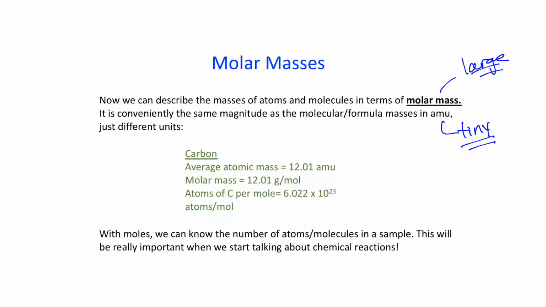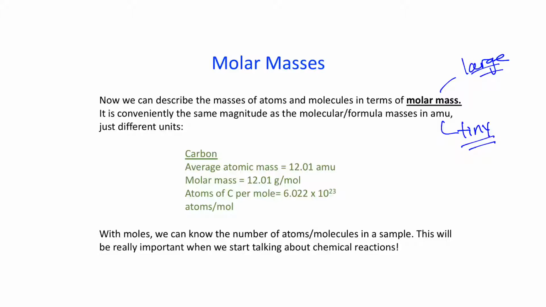If we take carbon as an example, if we want the mass of one atom of carbon, the average atomic mass is, again, just grabbed off the periodic table: 12.01 AMUs. If we want the mass of 1 mole of carbon, again, that's a much larger scale, lots of atoms in a mole of carbon. We grab that number still off of the periodic table, so it's still 12.01, except now we give it the units of grams per mole. So there's 12.01 grams in 1 mole of carbon.